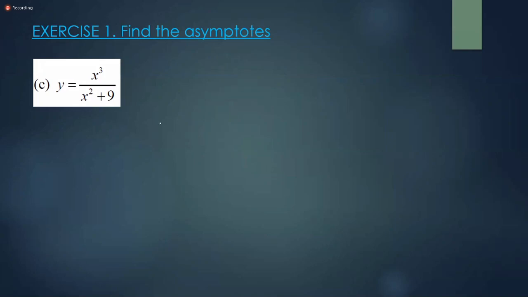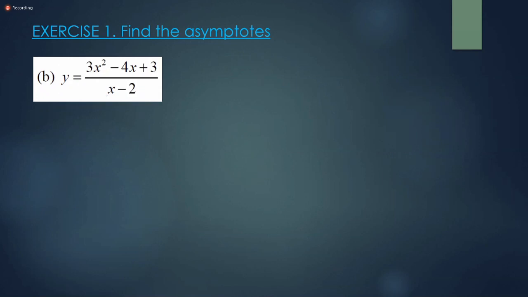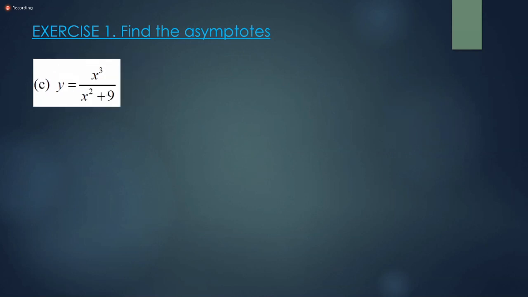Another one. This situation, okay, let me see. B. Oh, okay, I decided to use B after C. That's correct. The order is that, exactly. So again, finding the asymptotes, we see that x squared plus 9 is never equal to 0 for all x values. It's always positive because x squared cannot be negative, right? So there are no vertical asymptotes.